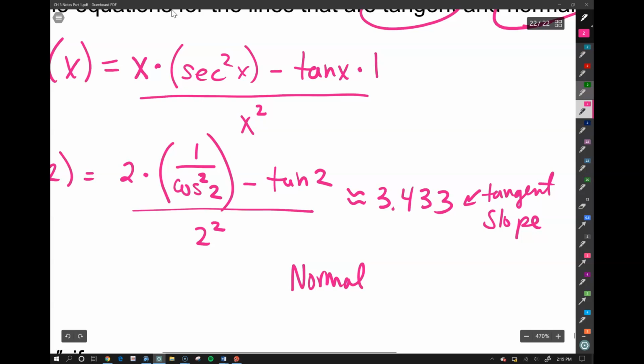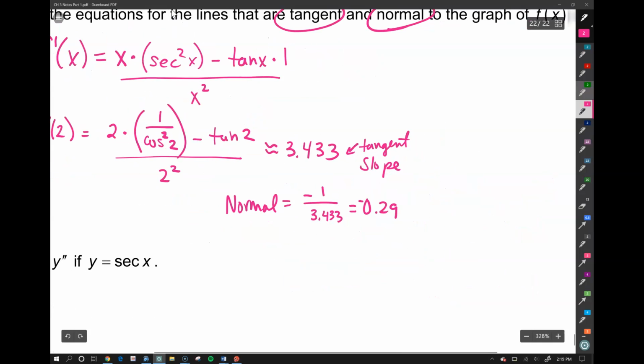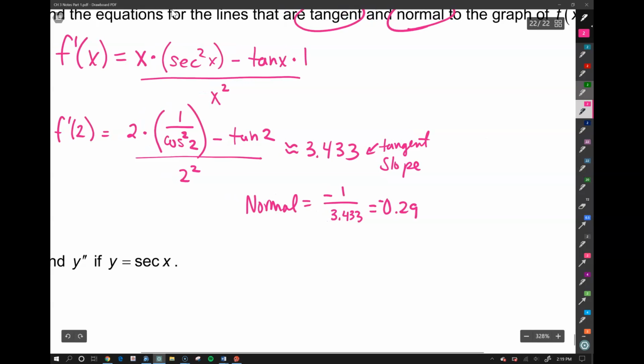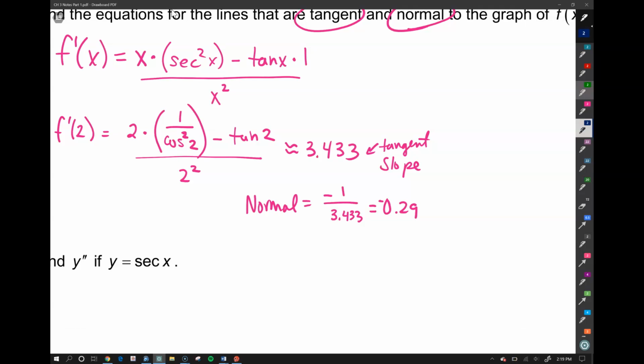And then to find the normal, since this was positive, I'll make the normal be negative, and you take the reciprocal. Yeah, this is not going to be a nice point slope function. Welcome to the real world, where the numbers are not nice and round. This is more like it. Okay. So, we found the tangent slope. We found the normal slope. The last thing we have to do is find the value of the function at 2.